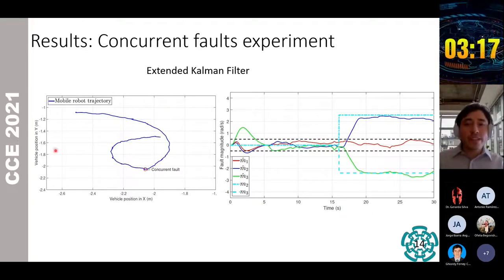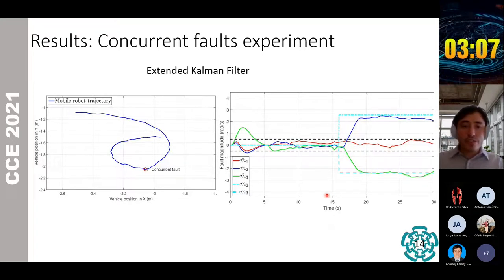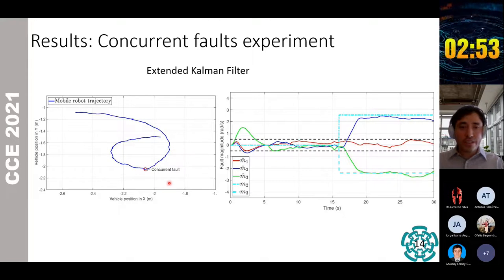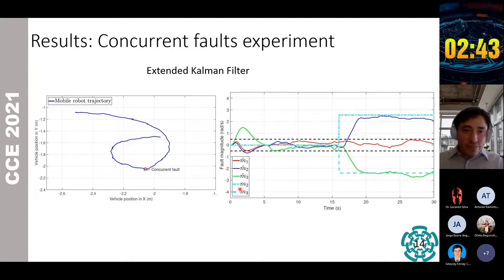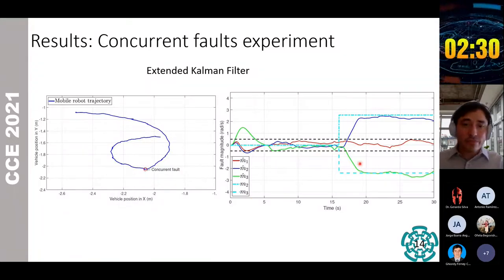And now, in this case, simultaneous faults have been injected in the second and in the third actuator. As in the first case, here the vehicle has followed a curved trajectory, and then the faults have occurred, and as a result, the vehicle has changed its trajectory. Also, the estimated fault magnitude of the second actuator converges near to the real magnitude of its respective actuator, and the same behavior can be seen at the estimated fault magnitude of the third actuator. It converges to its real fault magnitude.